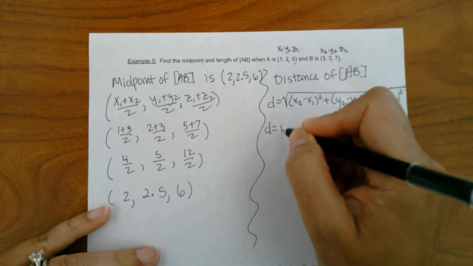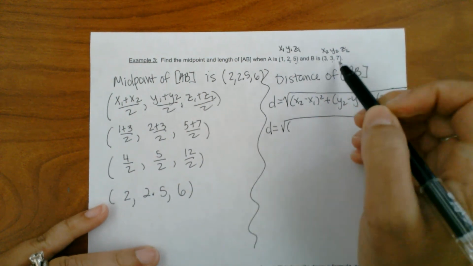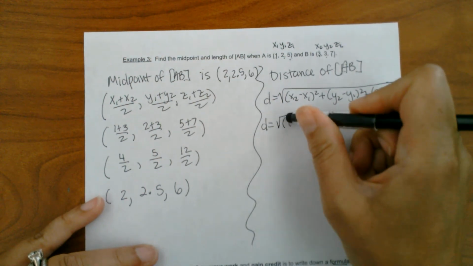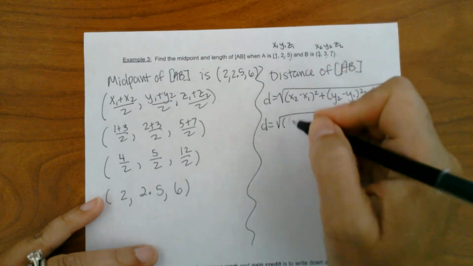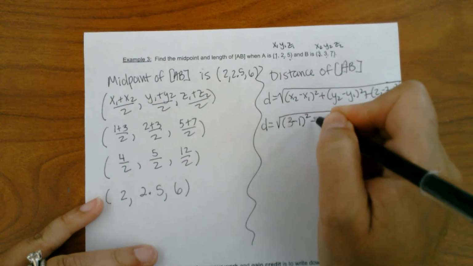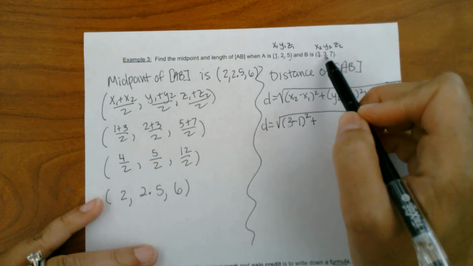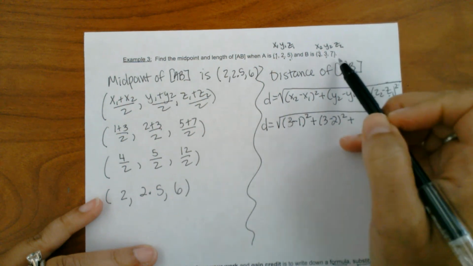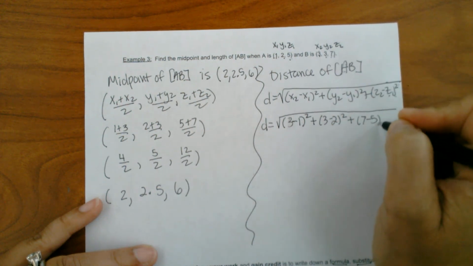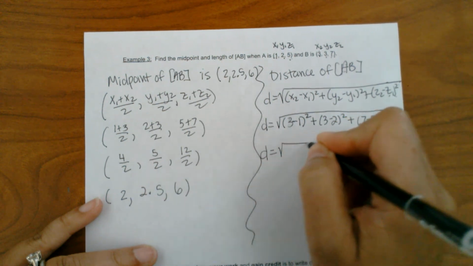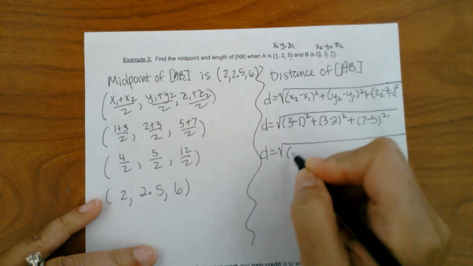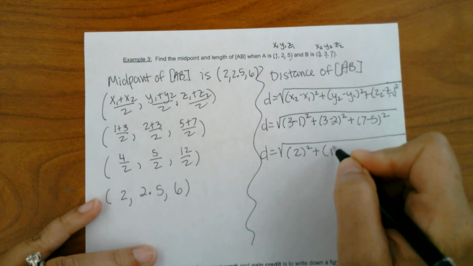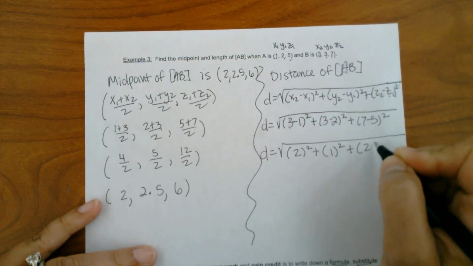Okay, let's substitute our numbers in. So we have x2, 3 minus 1. Oops. Going too fast here. 3 minus 1 squared plus our y's, 3 minus 2 squared plus our z's, 7 minus 5 squared. Now I evaluated it in, went down to the next line. Let's show them some work. 3 minus 1 is 2 squared, plus 3 minus 2 is 1 squared, plus 7 minus 5 is 2 squared.